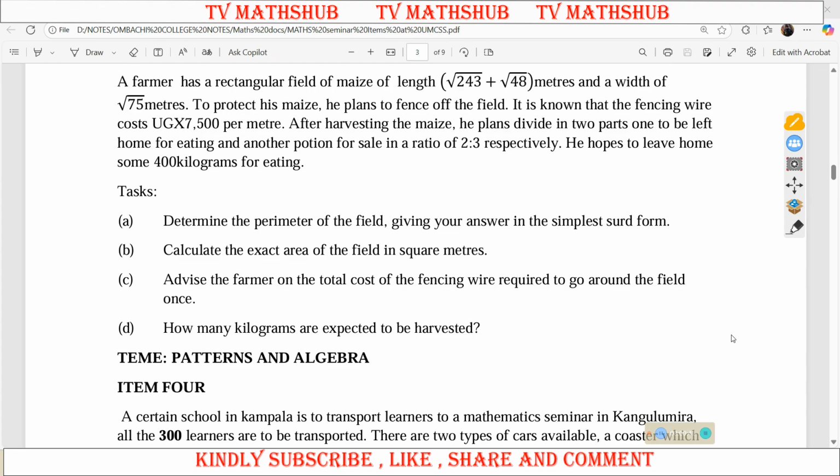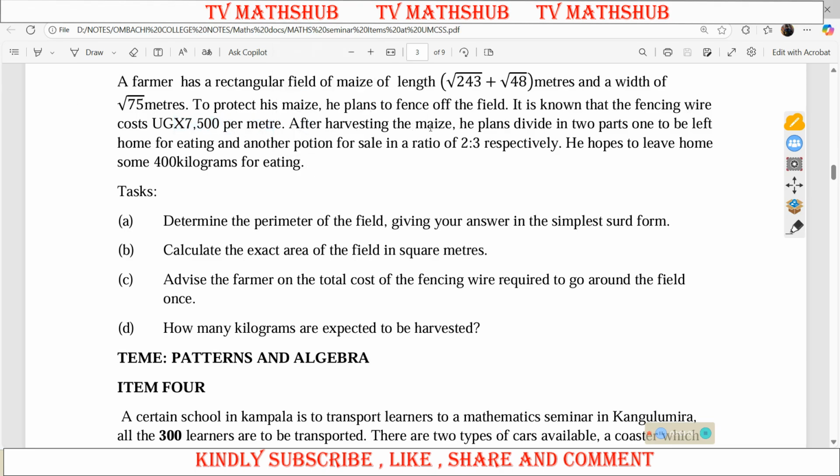So let us look at our item number 2. Item number 2 says a farmer has a rectangular field of maize that has got length which is the square root of 243 plus the square root of 48 meters, and the width is square root of 75 meters. So to protect his maize, he plans to fence off the field. It is also known that the fencing wire costs this per meter.